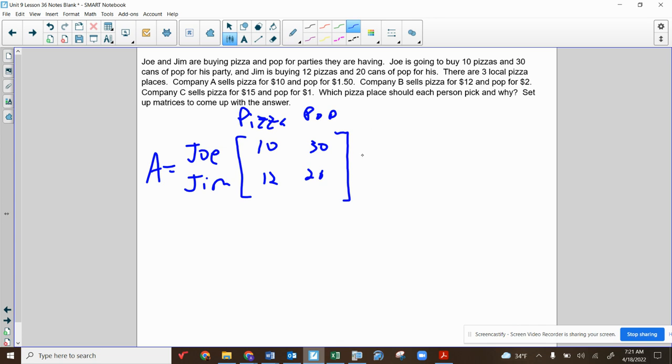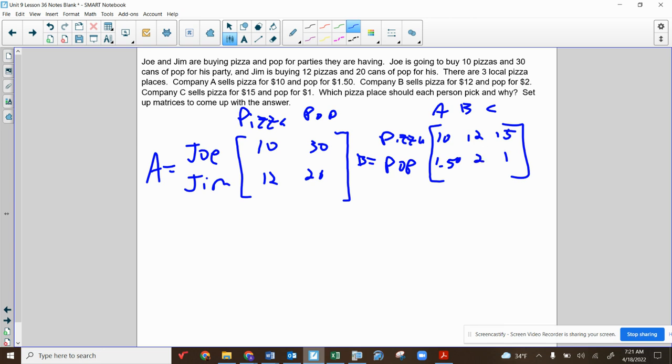Okay, then matrix B, I'm going to put pizza, pop here, and then it tells you from the 3 restaurants, which they call A, B, and C here, so I'm going to label these A, B, and C, how much they cost. So pizza here costs $10, $12 here, $15 here. Pop is $1.50, $2 here, $1 here.